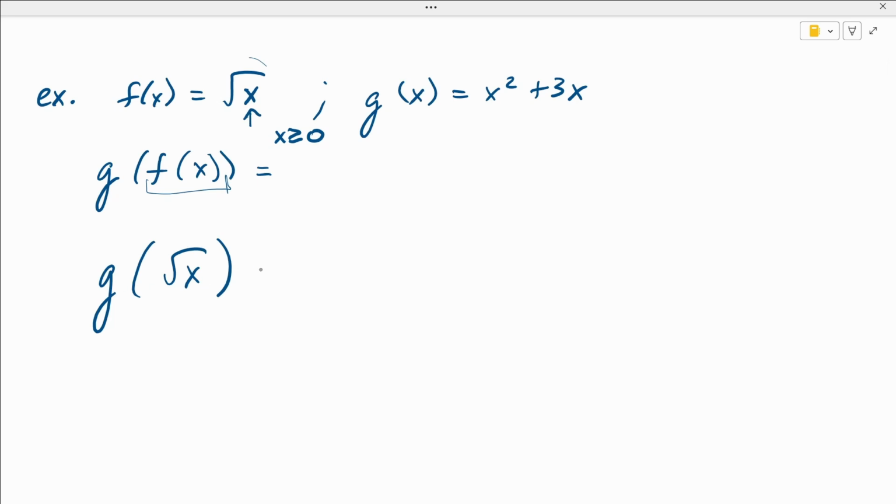Now, g of square root of x, that says we take the square root of x and we put it here and here.